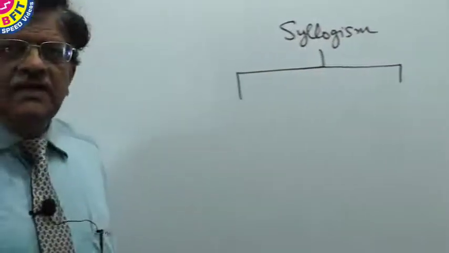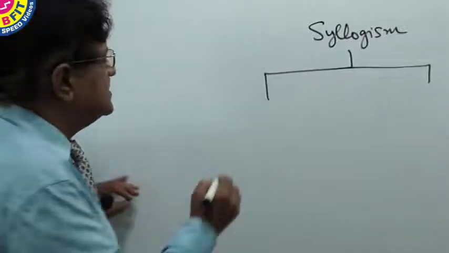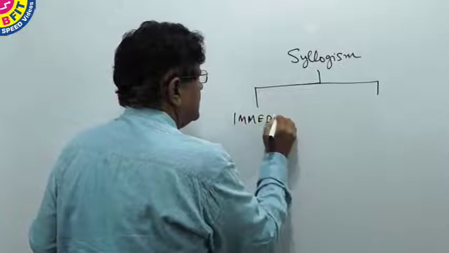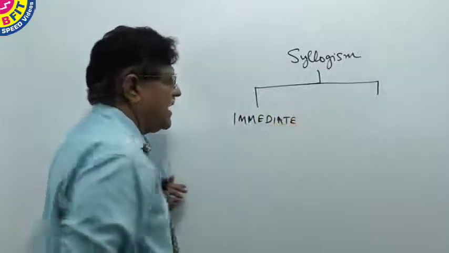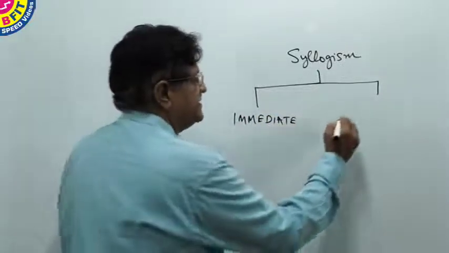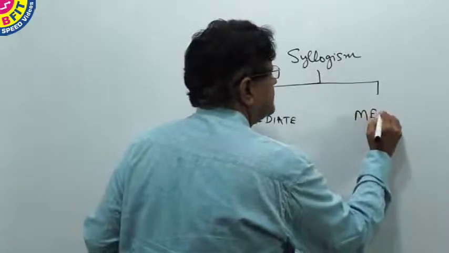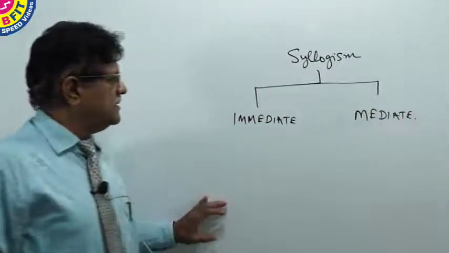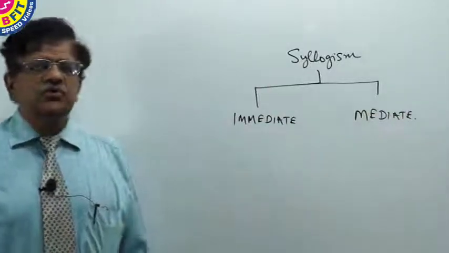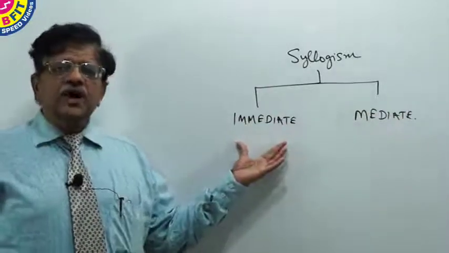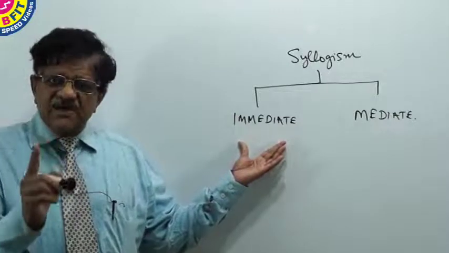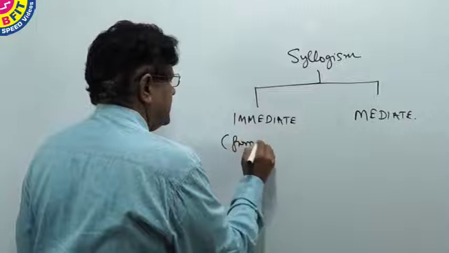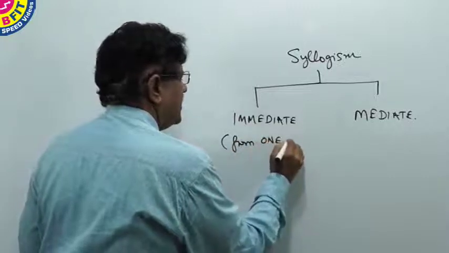Syllogism. There are two methods of inference. One is called immediate and the other is called mediate. Now what is the difference between the two? Immediate means you draw inference from one single logical statement. One logical statement.